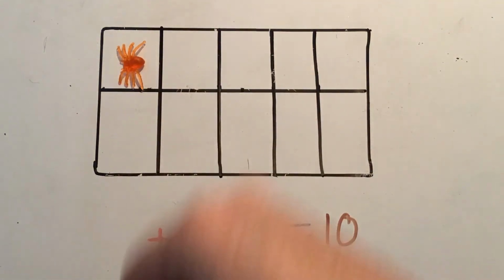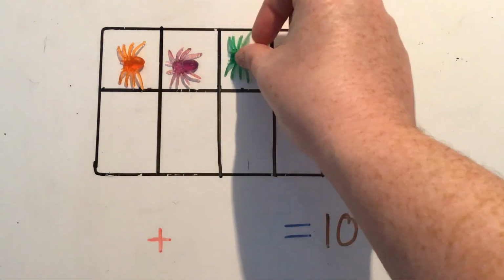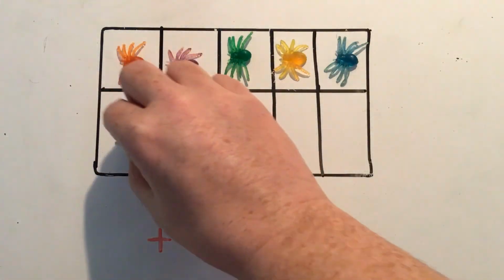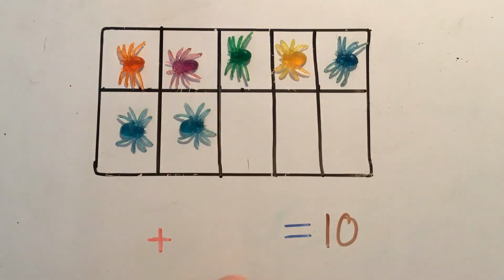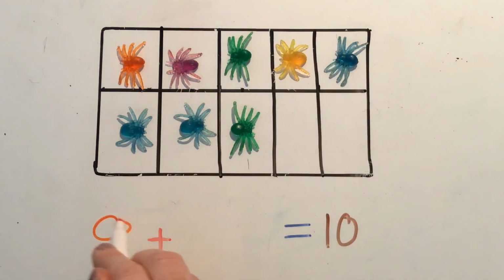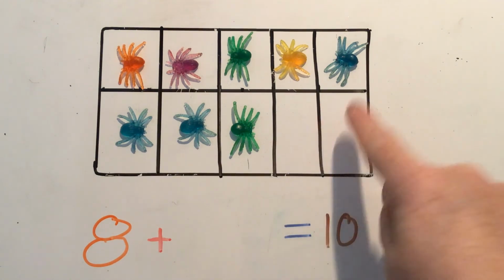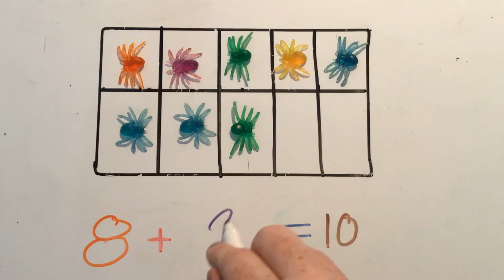There's 1, 2, 3, 4, 5, 6, 7, 8. Okay, there are 8 spiders on our tens frame. How many more would we need to make 10? Wow, I bet so many friends were able to subitize. They didn't even need to count. They know that that's 2. I'll count to double check. 1, 2. You're right, it is the number 2.